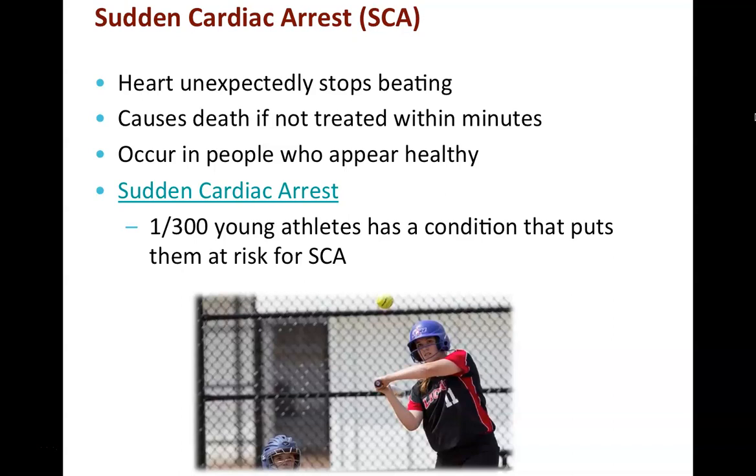So there could be no signs and symptoms of this. People could appear totally healthy, and 1 out of 300 young athletes has some kind of congenital heart condition that puts them at risk. So this is just to say that with young people engaging in physical activity, pre-participation screening is really, really important, and making sure that AEDs are available at all activity sites is exceptionally important.